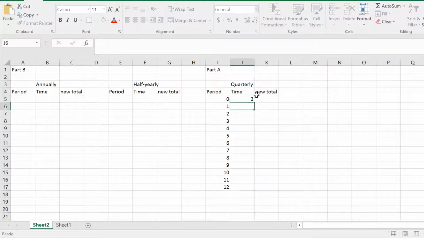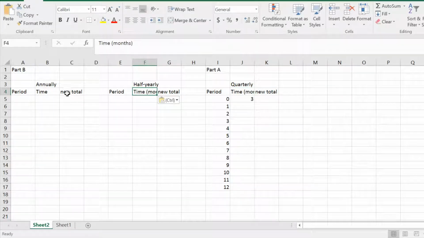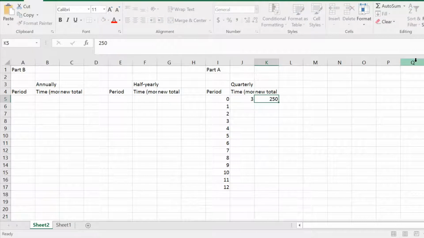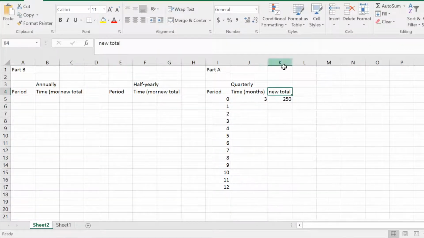So our A0, 3 months are going to pass, and I'll quickly just put that in here. The time for each of these is going to be in months. I'll just quickly fix these up as well. And to keep it simple, $250 was invested, okay? Makes it nice and easy. I'll just widen these a little bit, okay? Now, after one period has now passed, isn't that just going to be 6 months, then 9 months, and we can go on from there.